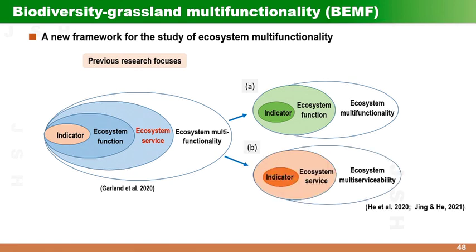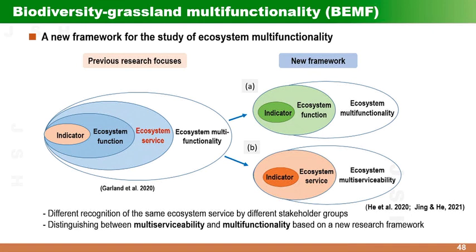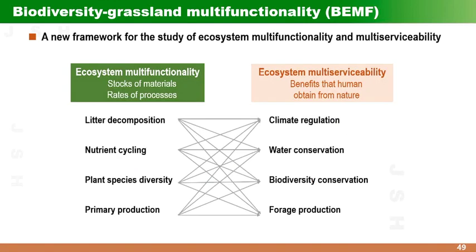But you know, service depends on the stakeholders. For the farmers, their service is different. For the scientists, their service is different. For the environmental protection agency, this service is different. So that's a new framework: we think we should distinguish between ecosystem multifunctionality and ecosystem multi-serviceability. This will make it easier and more logical to recognize and assess, since different stakeholders may have a different multifunctionality. So this is the new framework.